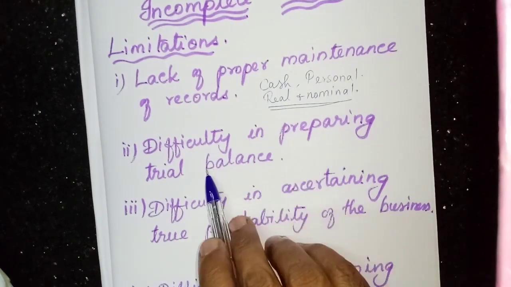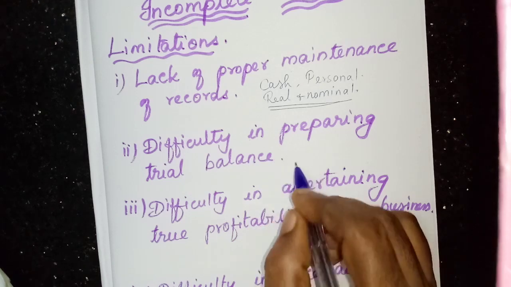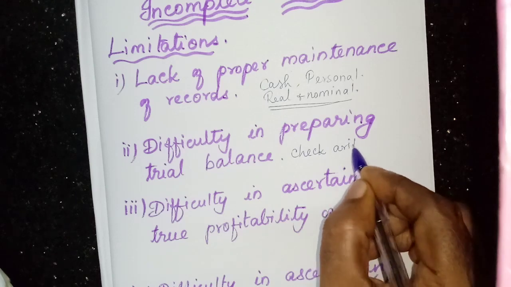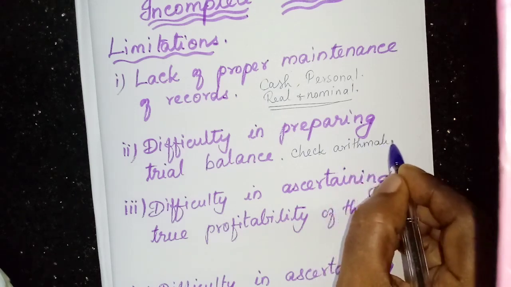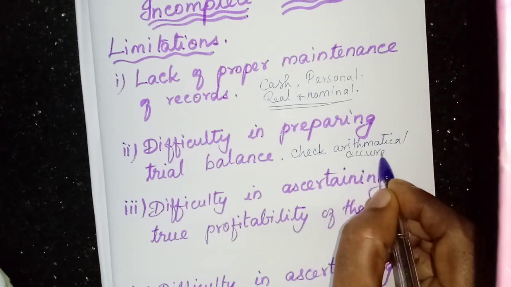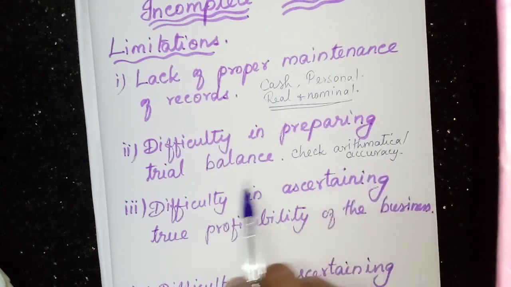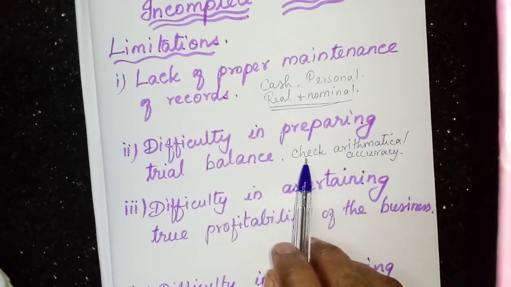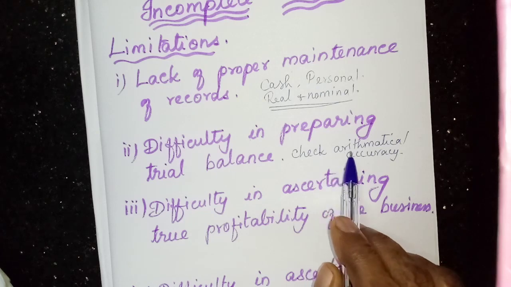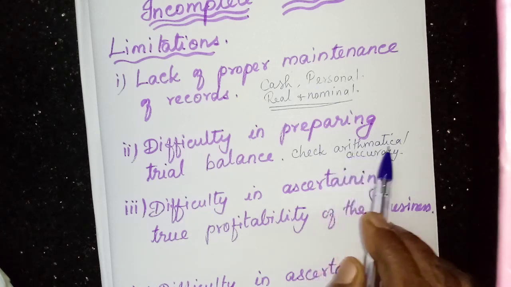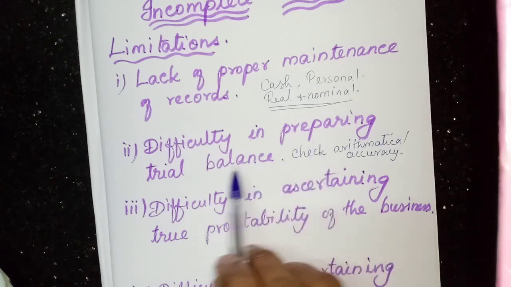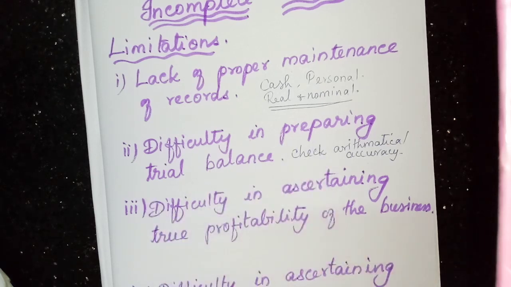Okay, if the trial balance is not prepared, we cannot check the arithmetical accuracy that we learned last year, isn't it? Arithmetical accuracy means the correctness of the accounts. If the trial balance tallies, then we can assume that our arithmetical work, that means addition, subtraction, multiplication, division, is correct. So that cannot be checked since we cannot prepare the trial balance.